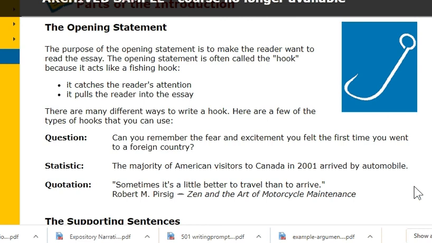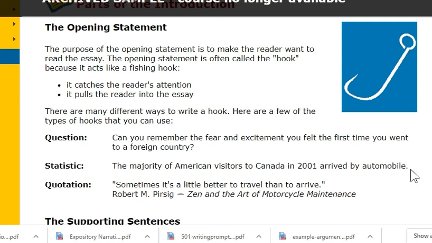Let's go back now and review. The opening statement is called a hook. The hook is grabbing or catching the attention of the reader. And here are some examples. A question. Can you remember? Have you ever thought about? It's really speaking directly to the reader and recognizing that we are communicating together, the writer and the reader.